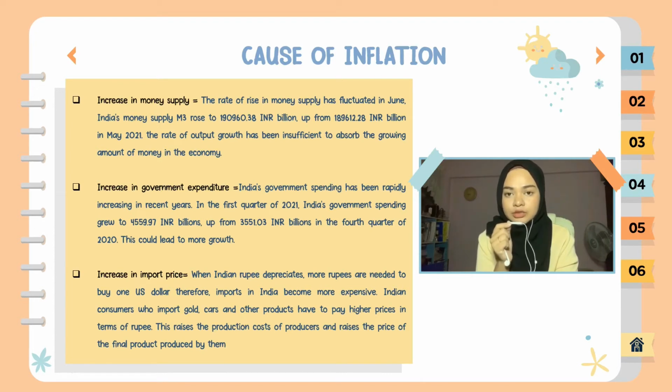The third cause of inflation is an increase in import prices. When the Indian rupee depreciates, more rupees are needed to buy 1 US dollar. Therefore, imports in India have become more expensive. Indian consumers who import gold, cars, and other products have to pay higher prices in terms of rupees. This raises the production cost of producers and raises the price of the final product produced by them.